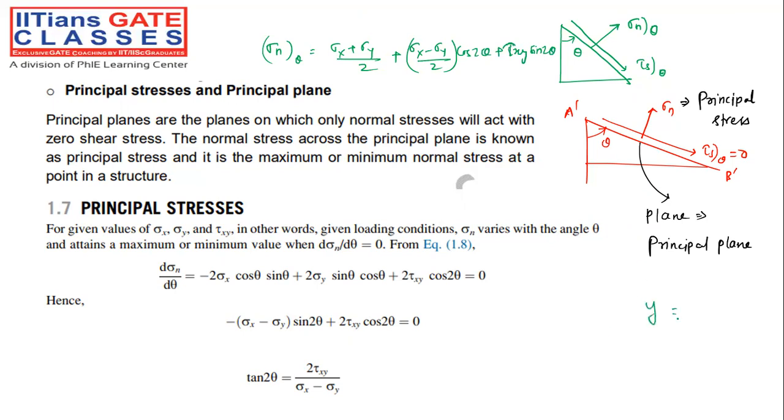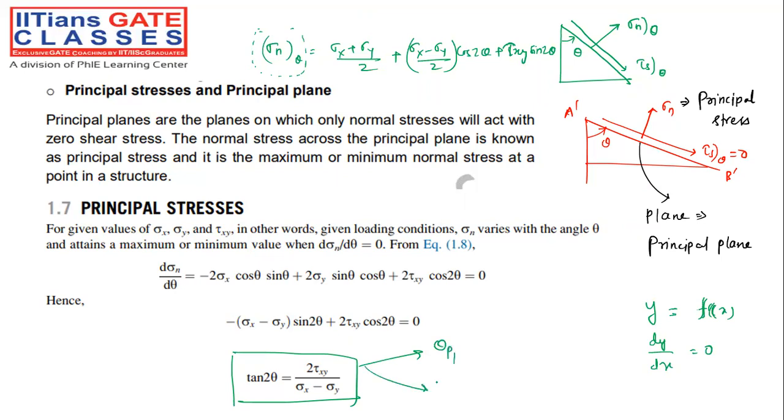If you have y as a function of x, and you want to find the maximum value of y, what do you do? dy by dx equal to 0. Same thing: d sigma n divided by d theta, we have to equate to 0. When you equate to 0, you will get tan 2 theta, and you will get two values, one is theta p1, the other is theta p2. Both should make an angle of 90 degrees, so theta p1 minus theta p2 should make 90 degrees with each other, right?